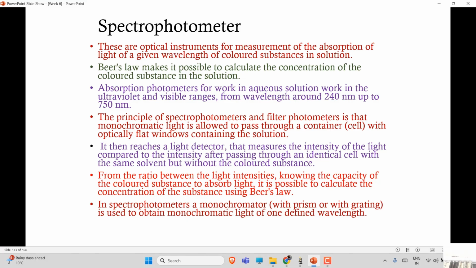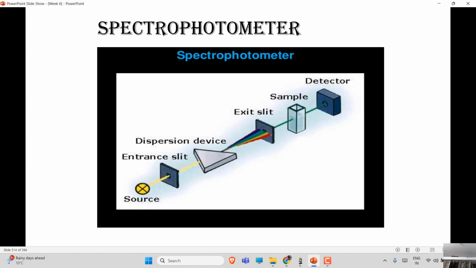In spectrophotometers, a monochromator with prism or with grating is used to obtain the monochromatic light of one defined wavelength. This is the spectrophotometer schematic. If you see, you have the source, then you have the entrance slit, the dispersion device, exit slit, sample and detector.